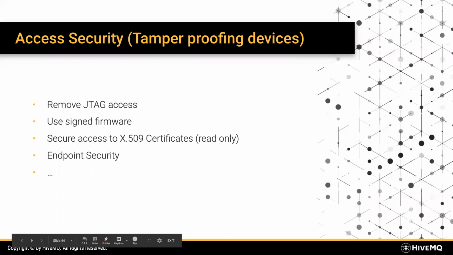Access security for devices is much more difficult. Some basic things to keep in mind here. Remove JTAG access. JTAG is good for debugging, but not good for production. Use signed firmware. Everybody can take a look at how Samsung and Apple do this. They are really good at this. Secure access to certificates that you deploy on your devices, so that they cannot be easily changed. And perhaps even deploy endpoint security on your devices. This is, of course, highly dependent on what your devices are. Perhaps on an Android or iOS device, you can deploy endpoint security. On an embedded controller, it will be really difficult.